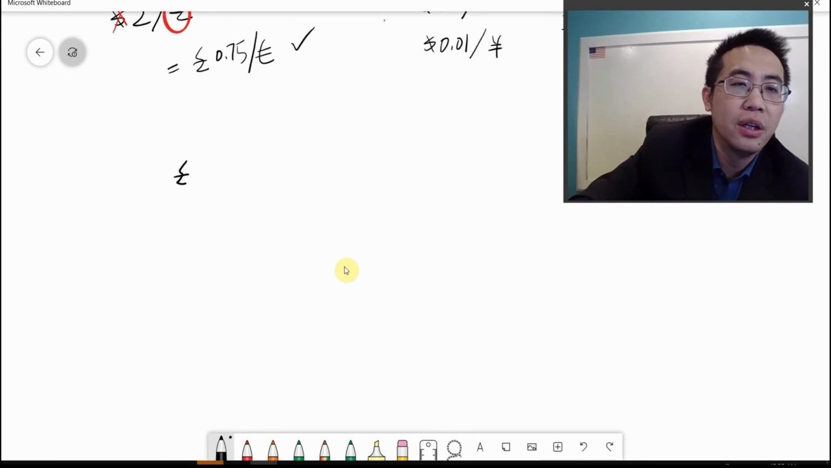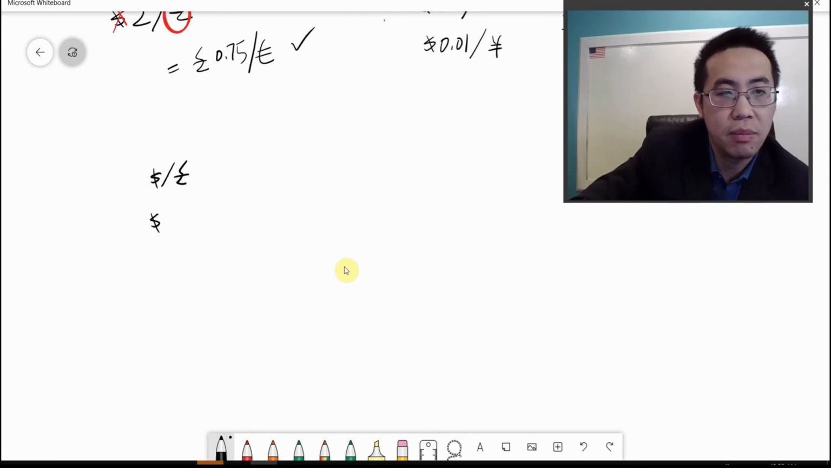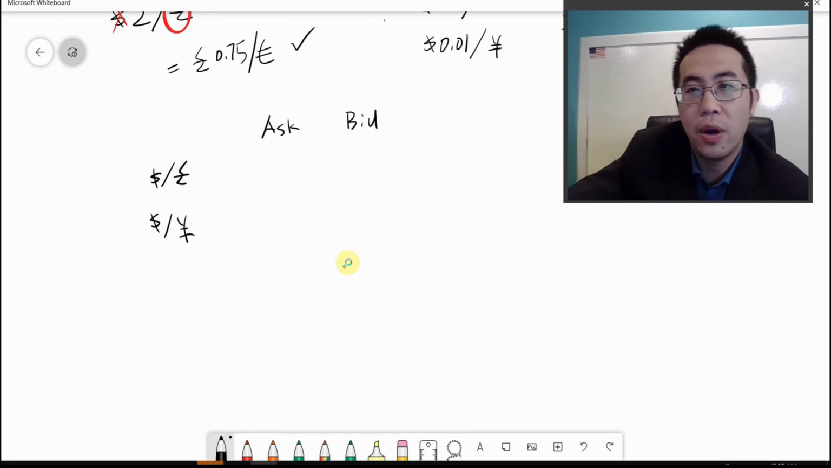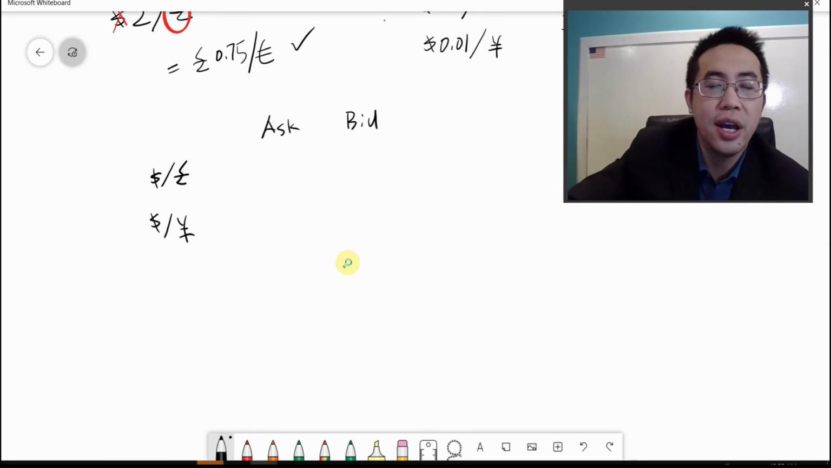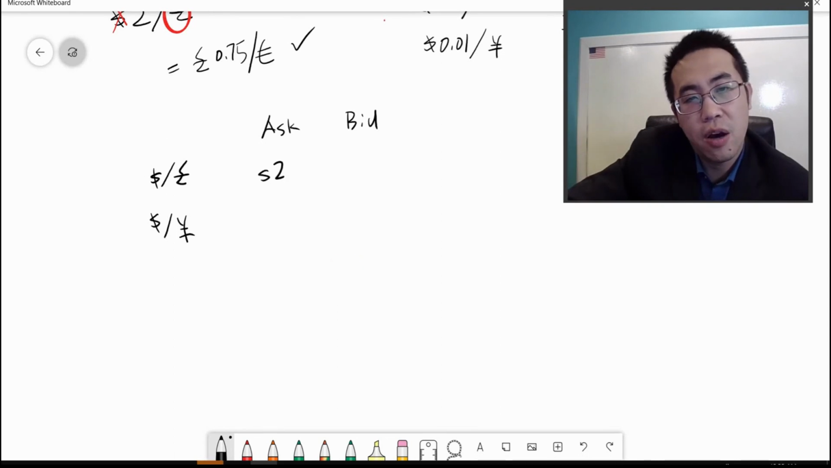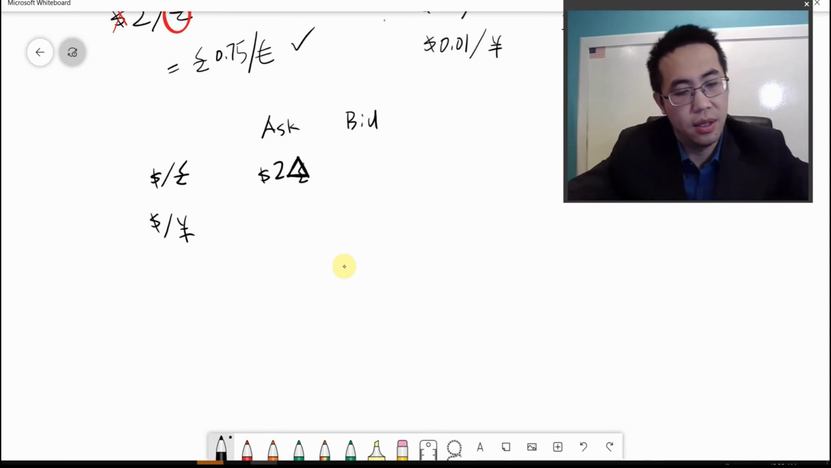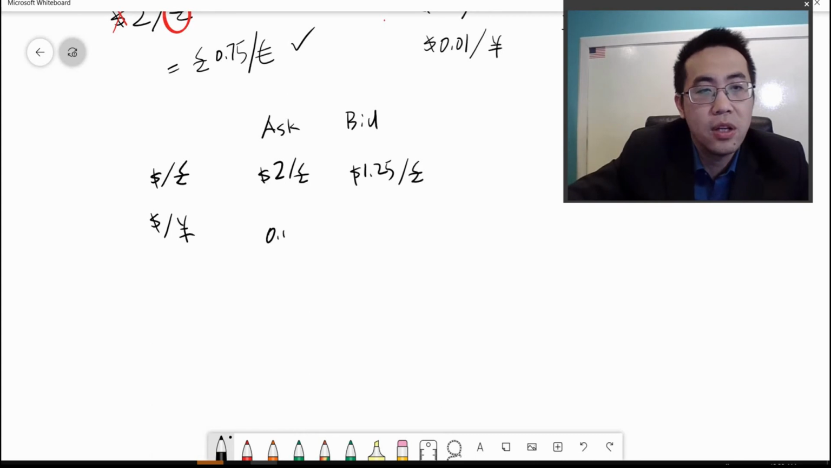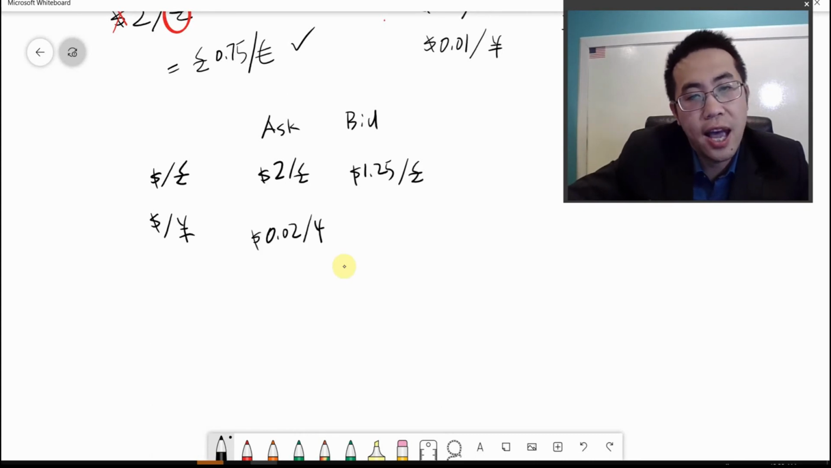I have a dollar price per pound, and also the dollar price per yen. I also have an ask, I have a bid. You see in my writing, ask is on the left, but in the PowerPoint, ask is on the right, but it does not matter as long as ask is greater than bid. That's all it matters. So for pound price, once again, it's $2 per pound for ask and $1.25 per pound for bid. And for Japanese yen, the ask is $0.02 per yen, and the bid price is $0.01 per yen.